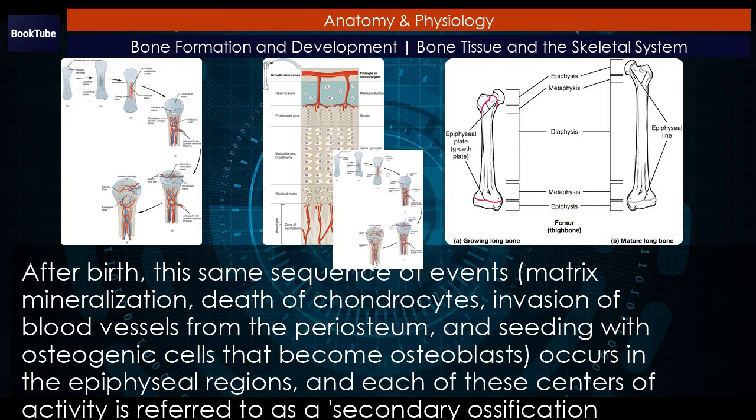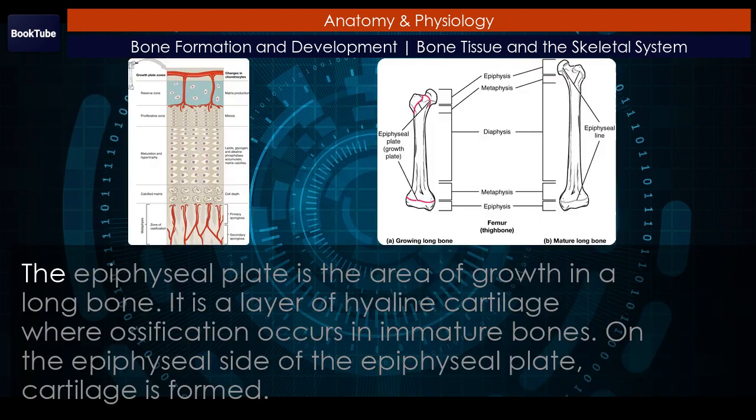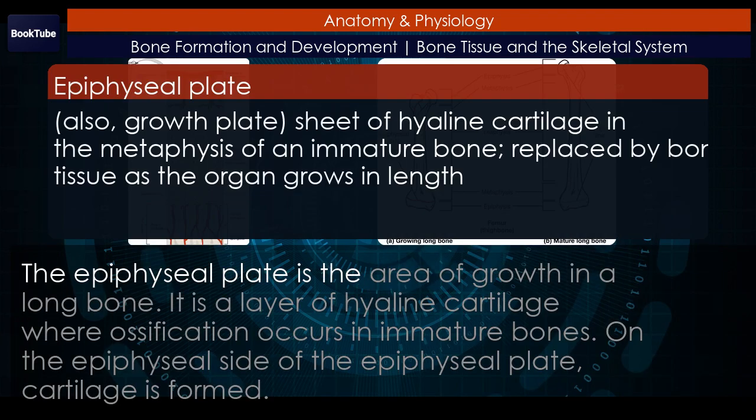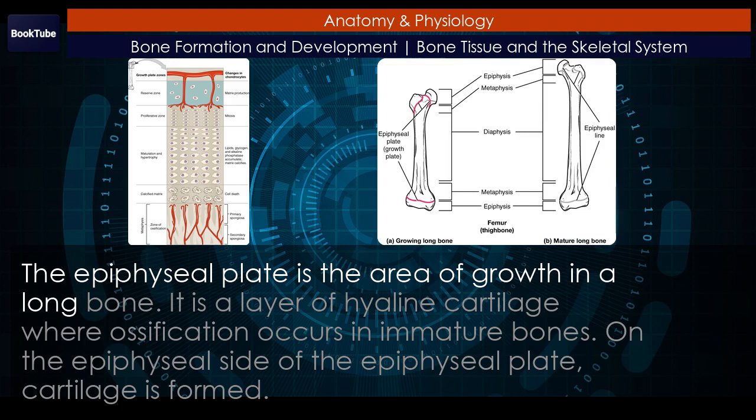Figure 2e. How bones grow in length. The epiphyseal plate is the area of growth in a long bone. It is a layer of hyaline cartilage where ossification occurs in immature bones.